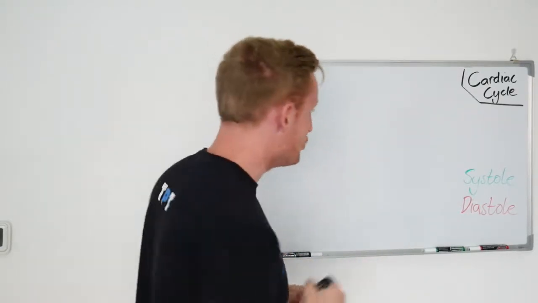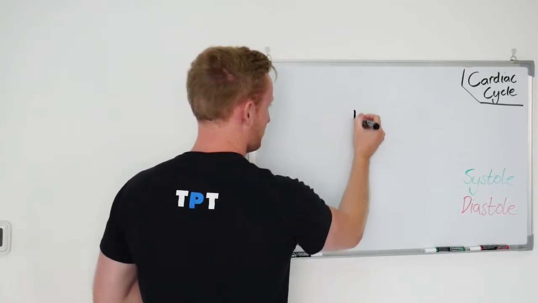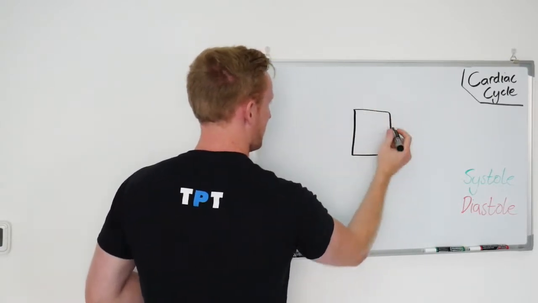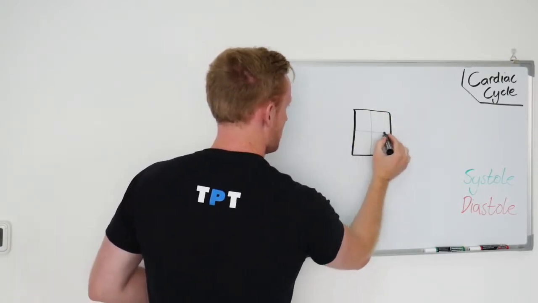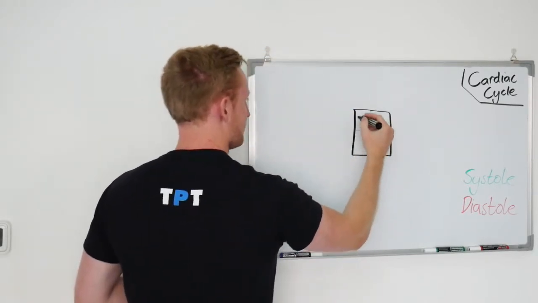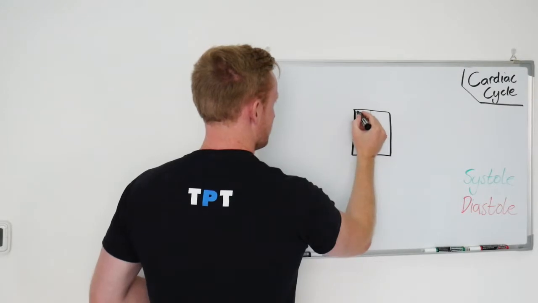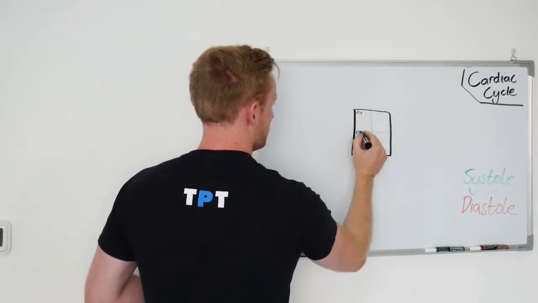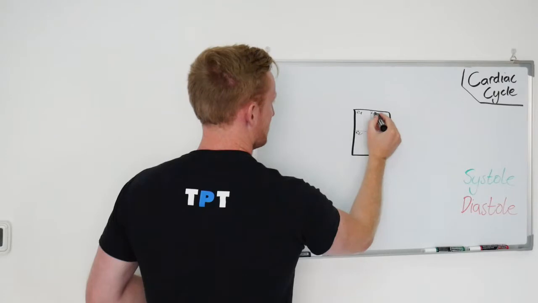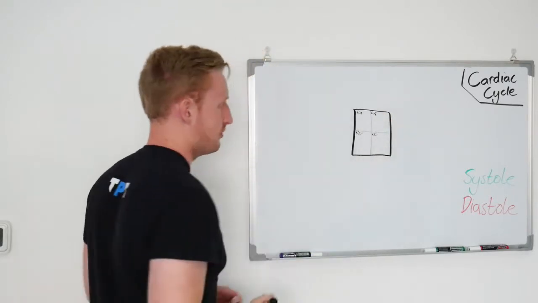So to start with, we do need to get the diagram of the heart on the board. So we'll get our grid, we'll put the septum in, so our two sides, the right and the left, our atria at the top, ventricles at the bottom. So we have the right atrium and the right ventricle, and then the left atrium and the left ventricle.